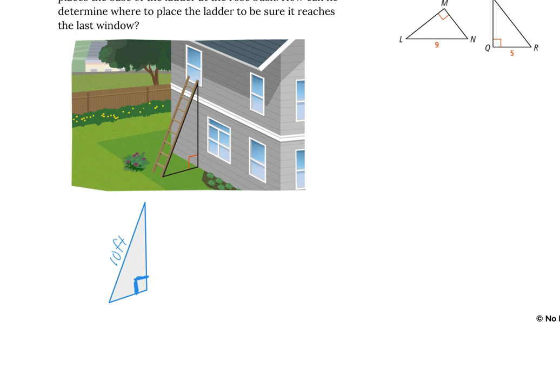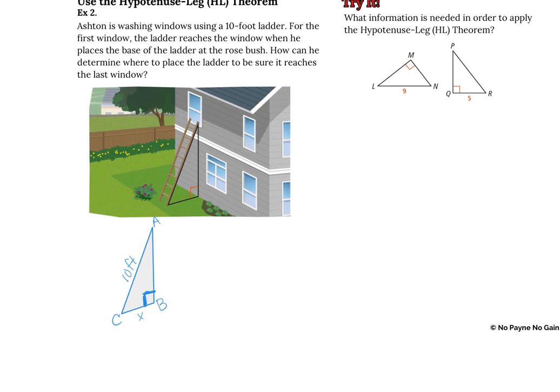All right, so in order to put the ladder at the same height on all of the windows, our X here would have to remain the same. So if this is A, B, C, my X would remain the same for all of my placements of the ladder.